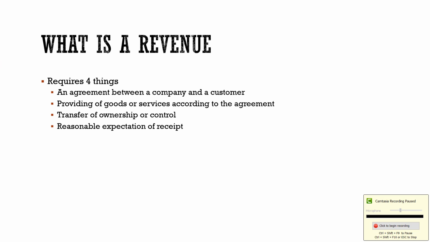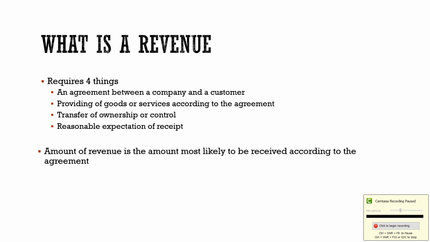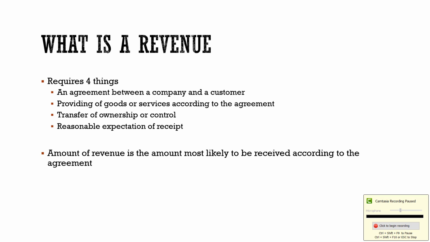And then there needs to be a reasonable expectation that payment will be made. So the agreement should indicate how that payment will be made. It may be made now or it may be made later, but you, the company, must have an expectation to receive that from the customer. So the customer can't be broke. And then the amount of revenue is the amount that's most likely to be received according to the agreement. So that's how much it is. So that is what a revenue is.